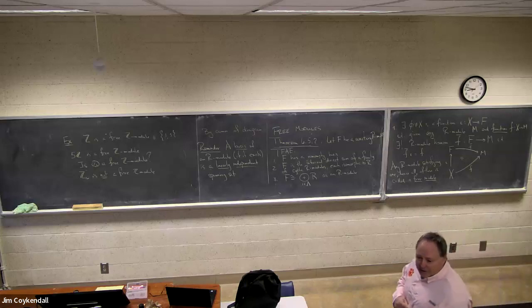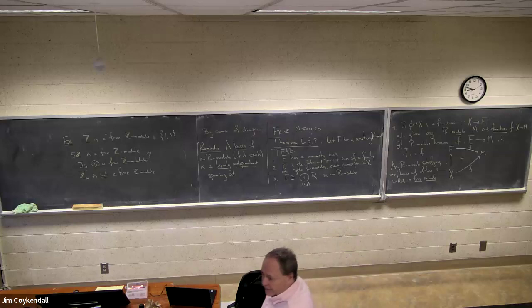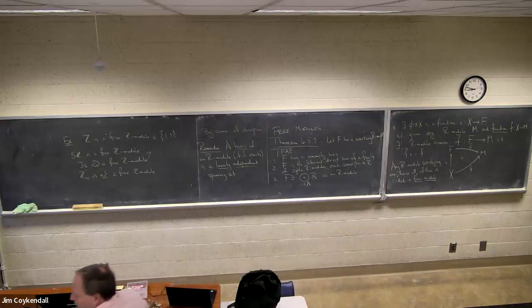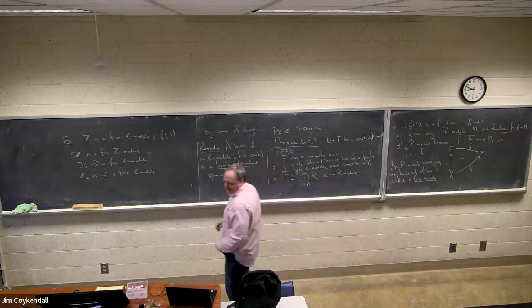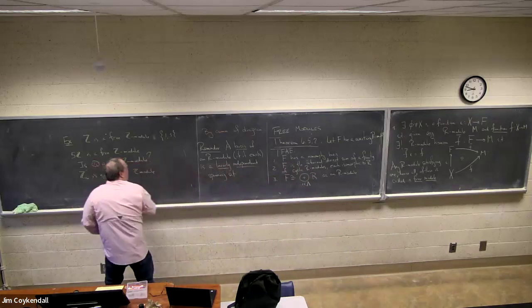However, there's certainly linearly independent elements of Q, right? In fact, take any rational number that's not 0. However, you might think about this for a minute. There is no linearly independent subset of Q that has more than one element. So you might think about that.